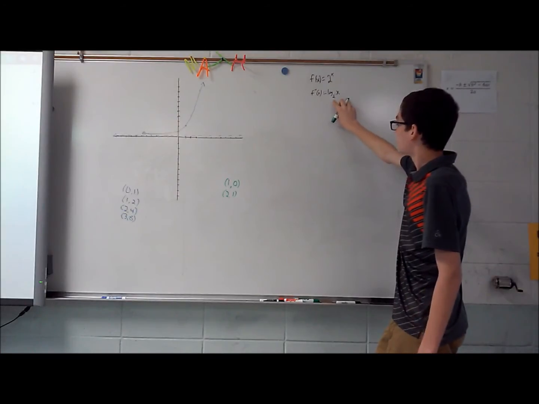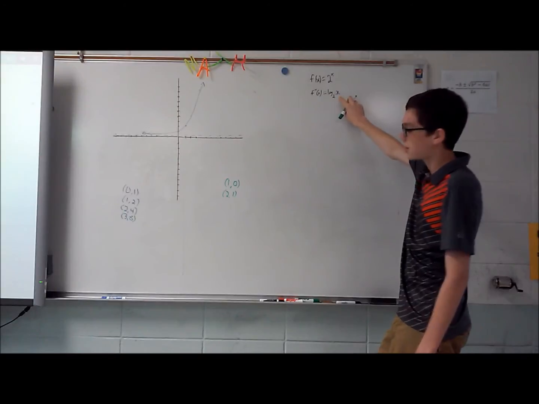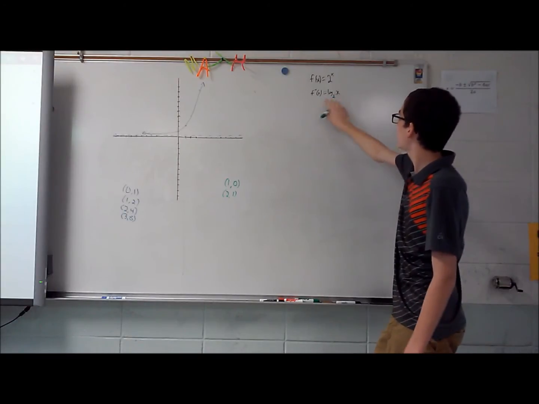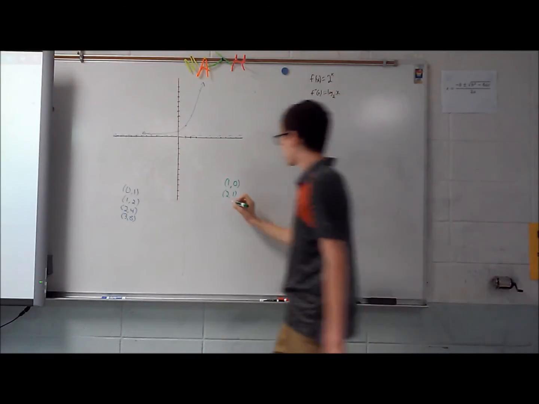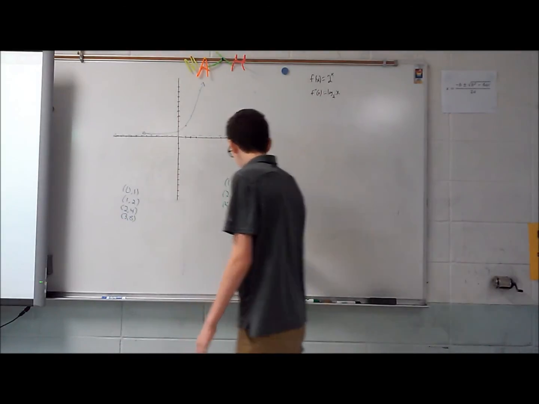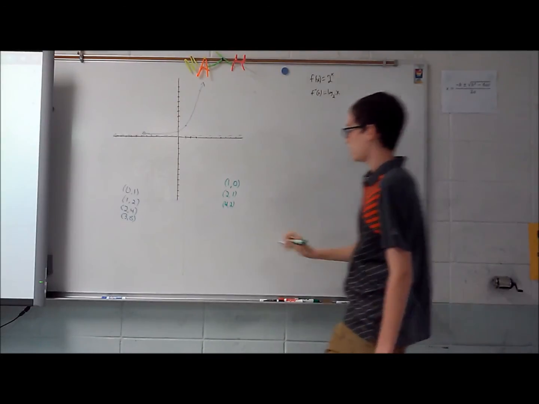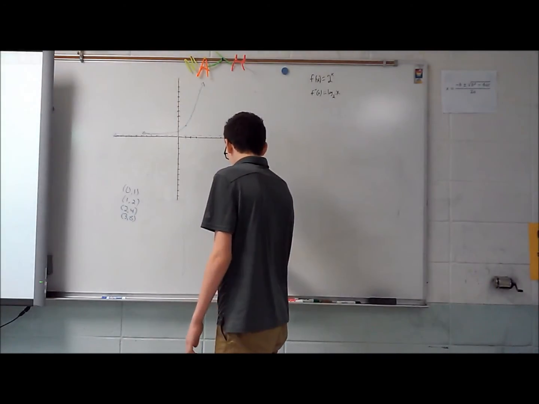Now, 2 to the what power? What's the next power of 2 that we know is 4? So 2 to the second is 4. So it'll be 4, 2. And then the next power of 2 we know is 8. So 2 to the third is 8. So 8.